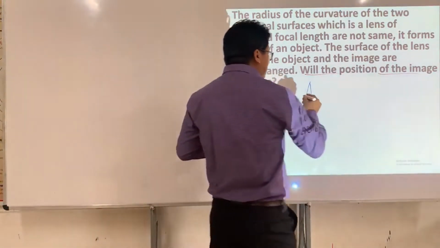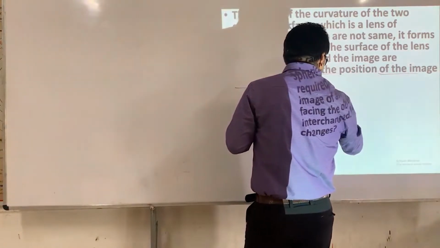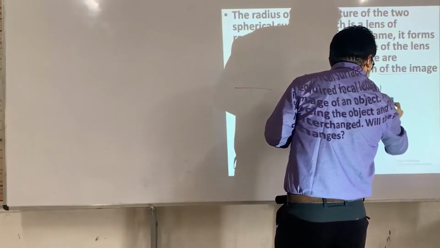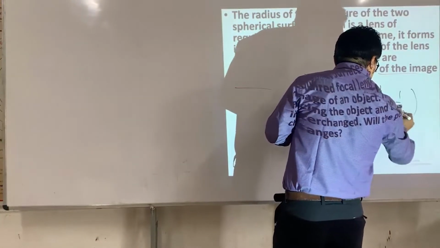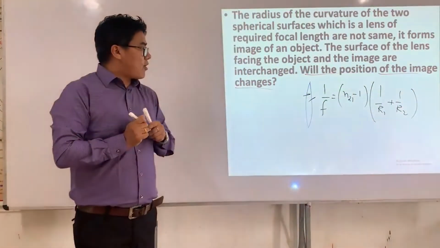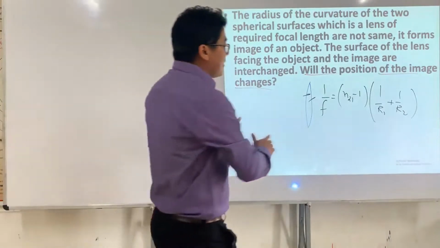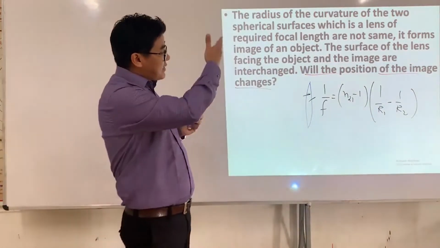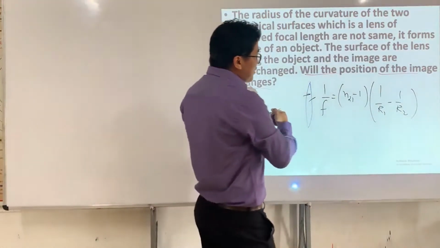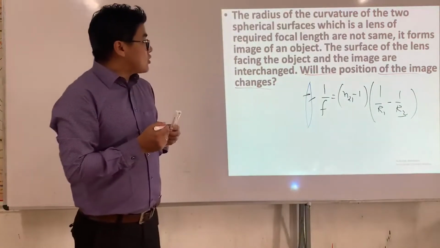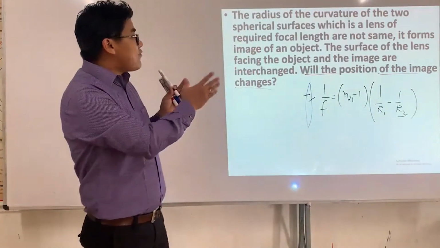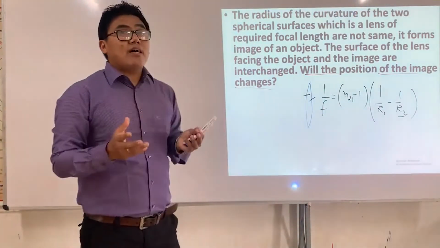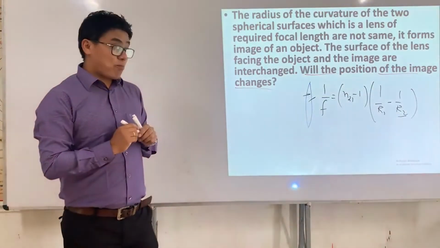We have what we call the lens maker formula. What is that lens maker formula? This is the lens maker formula. Now R1 is the radius of curvature of the first lens surface, and R2 is the radius of curvature of the second surface. So now the problem says that if I interchange the two radii of curvature, will the focal length remain the same? This is the question, right?